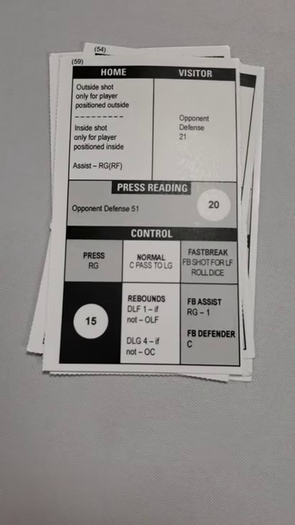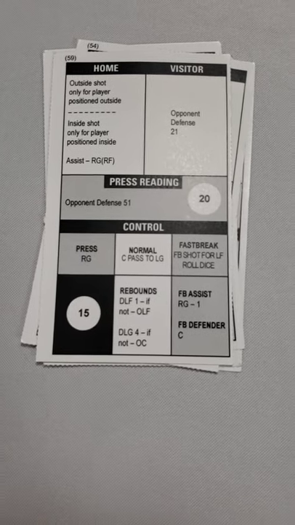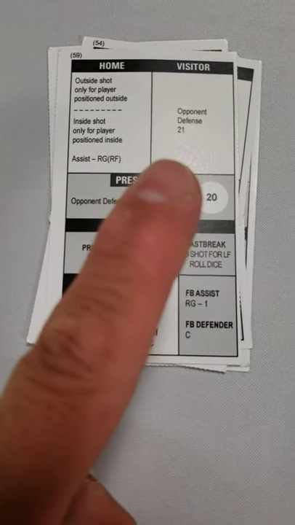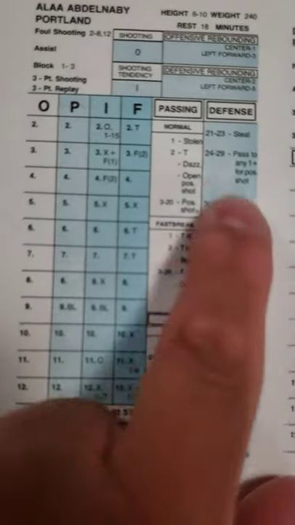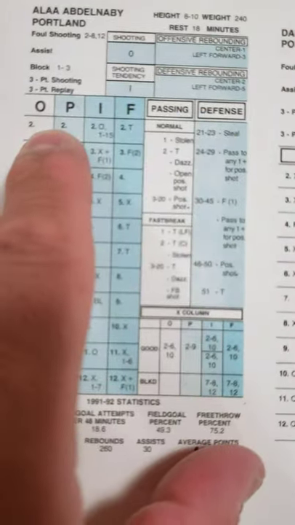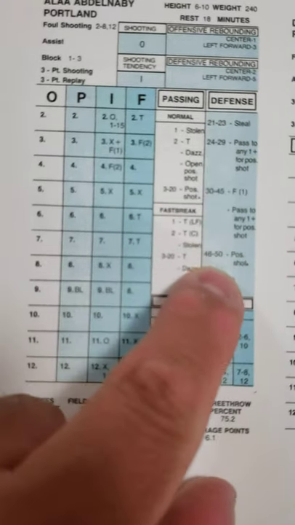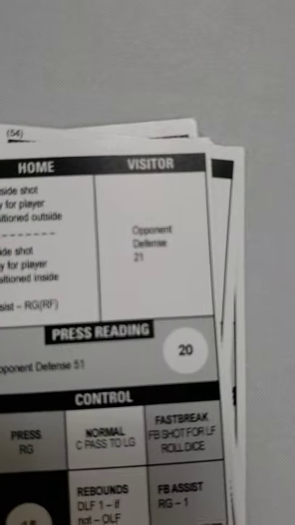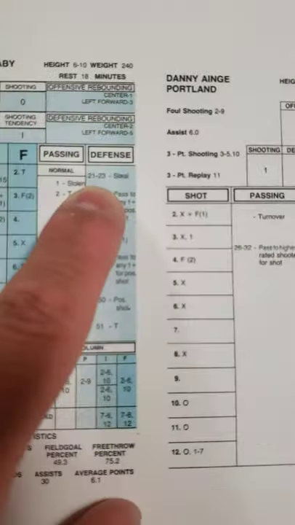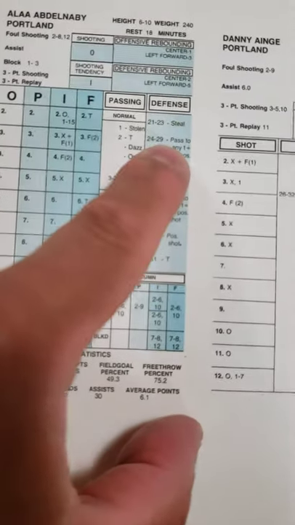And again, I'm getting into some of these other rules that I didn't want to get into, but I'm just giving you a little bit of play. Opponent defense 21. Let's just say, make believe, this guy was guarding. You would go to the opponent. He's the opponent defense. You would look at the defense and go to 21 in this case, because it's various different numbers. It said opponent defense 21. You would then go here and you see that it's a steal. This guy ended up stealing the ball.